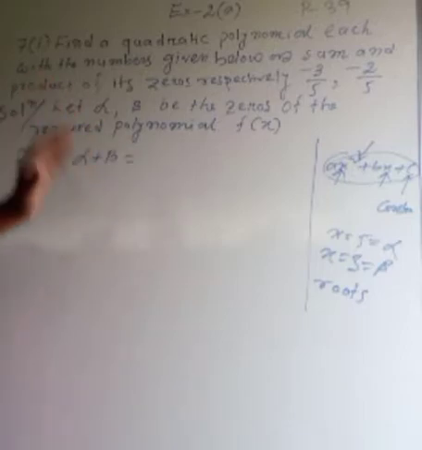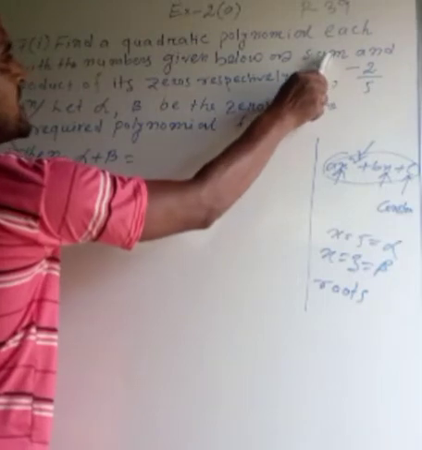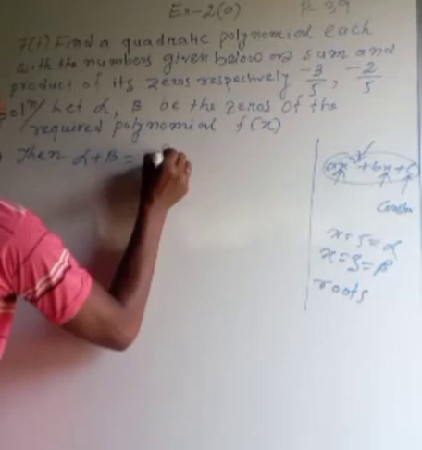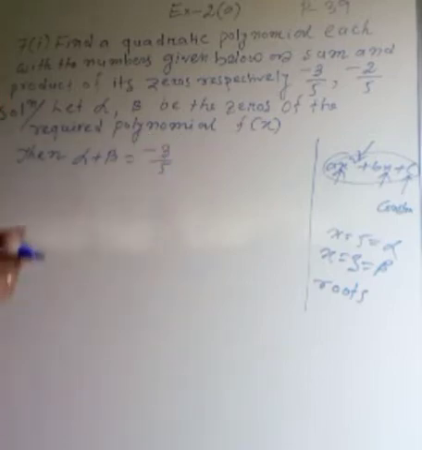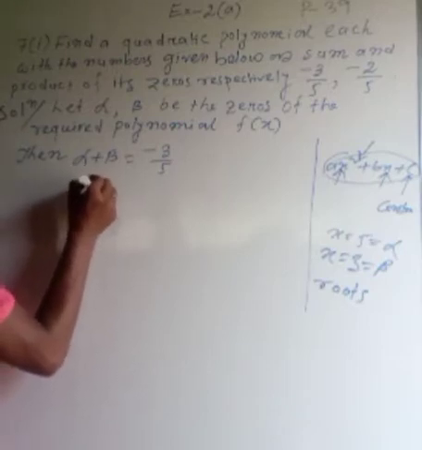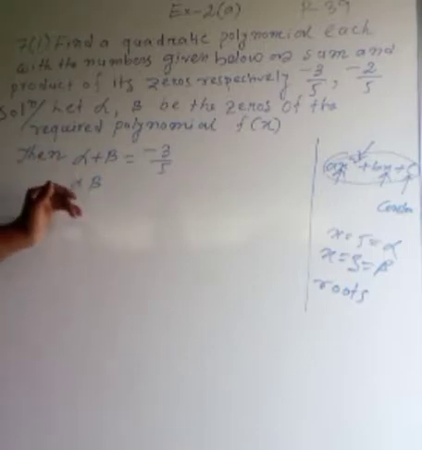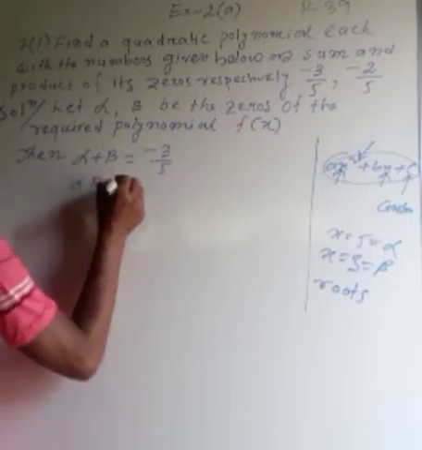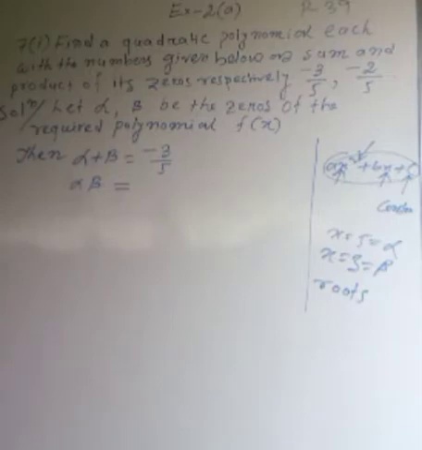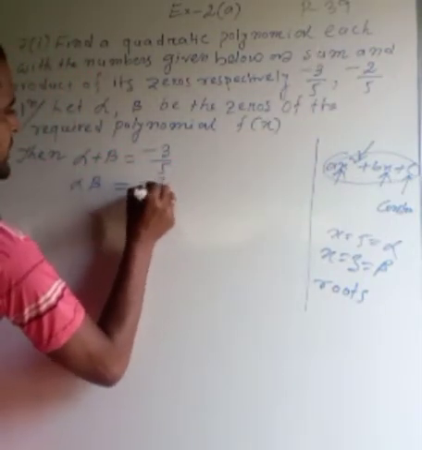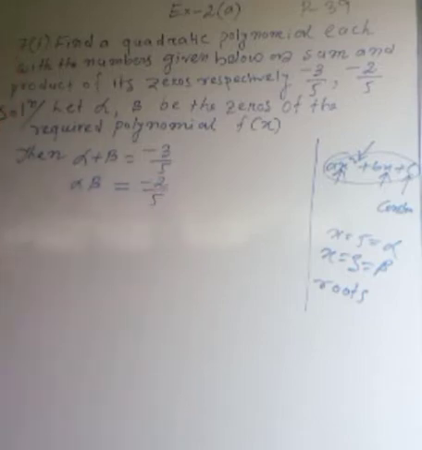So alpha plus beta means the sum of the zeros. According to the question, the sum is given as how much? Sum is minus 3 by 5. So we will write minus 3 by 5. And they have also given the product of the zeros. It means alpha into beta. Alpha into beta is given as how much? Minus 2 by 5. Minus 2 divided by 5.